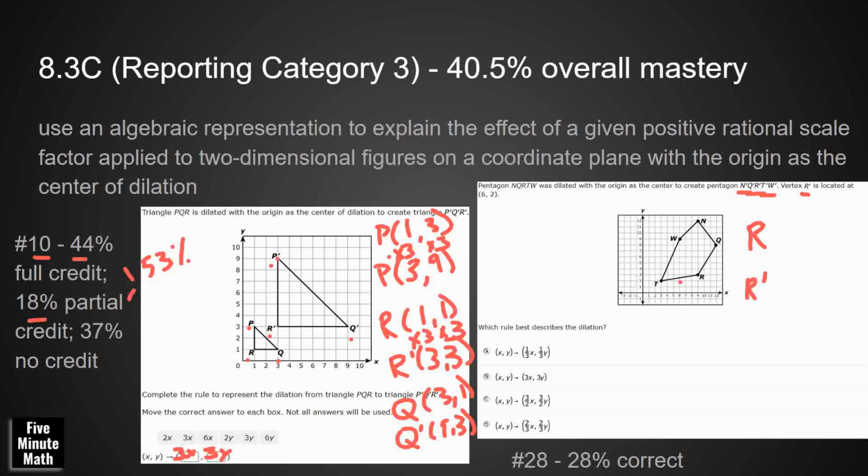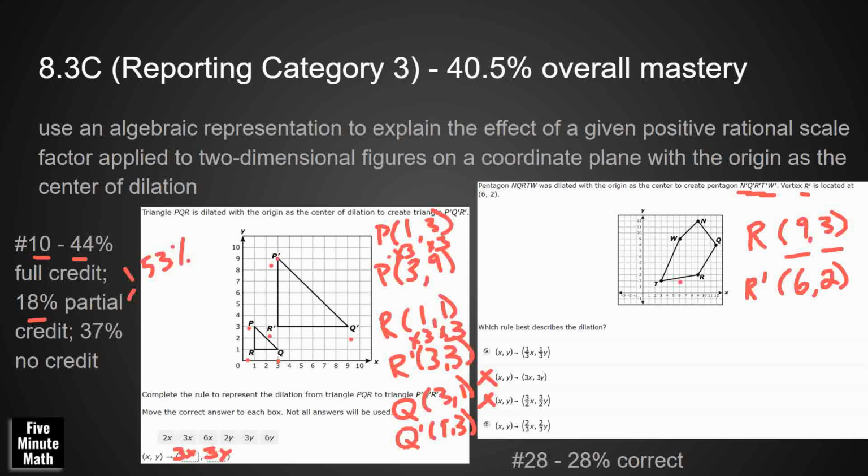Okay, so R is going to be 9, 3. R prime, they give it to us at 6, 2. Now, they are getting smaller, so we are going to need to find a scale factor that is going to be less than 1. So we should be able to eliminate B, we should be able to eliminate C, because even though it's a fraction, it is greater than 1. Now, if we're stuck, look, they're giving us that ratio right there as we're looking at our R prime. Now, we do need to invert it there because that's going to give us something larger than 1.